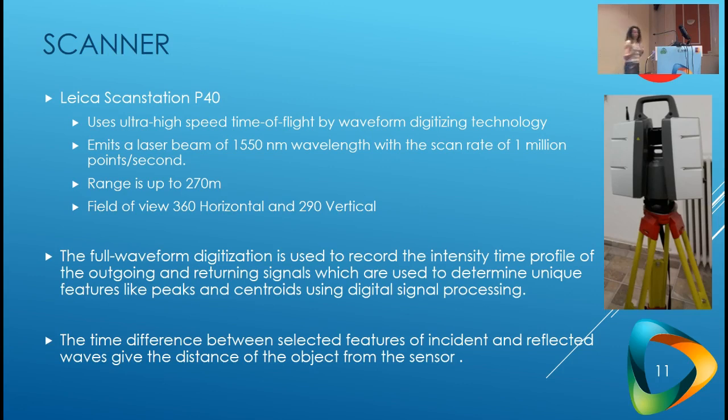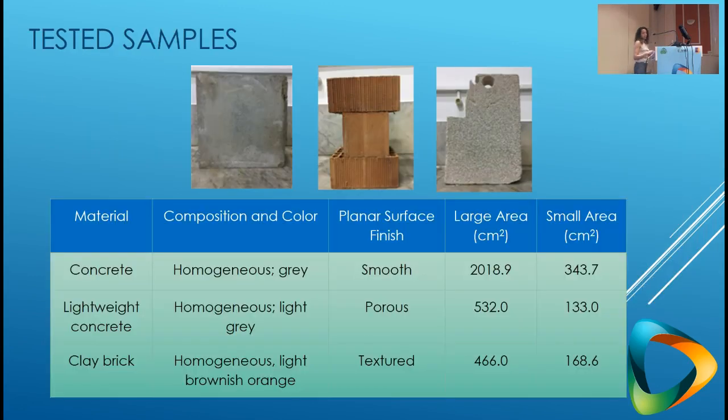So this is the scanner that we use, the equipment, and the samples that we used are those 3 samples, like the concrete, the lightweight concrete, and brick samples at a lab environment, as I mentioned. The colors of the concrete are, of course, light gray to gray, but the brick has a very different brownish orange color, a different sample among the others. Their surfaces have different characteristics, smooth to porous to textured.